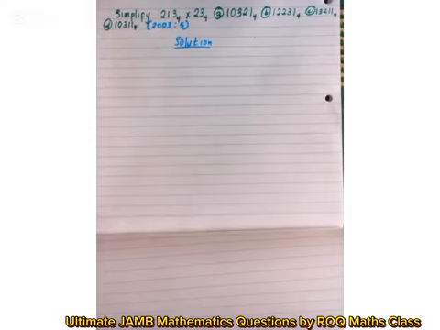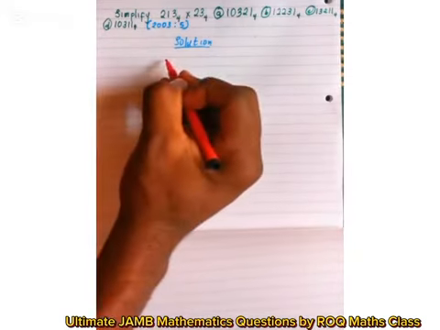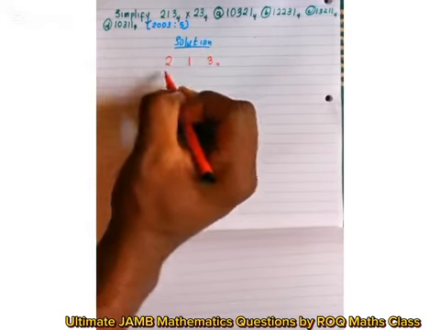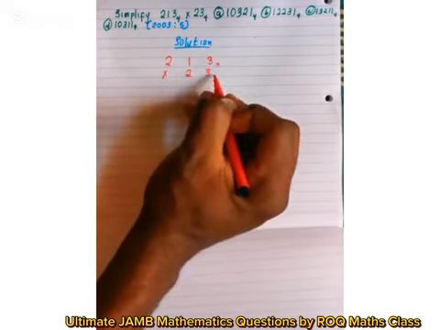Good. How are you going to convert? How are you going to simplify this question? Whereby I have 213 base 4 times 23 base 4.